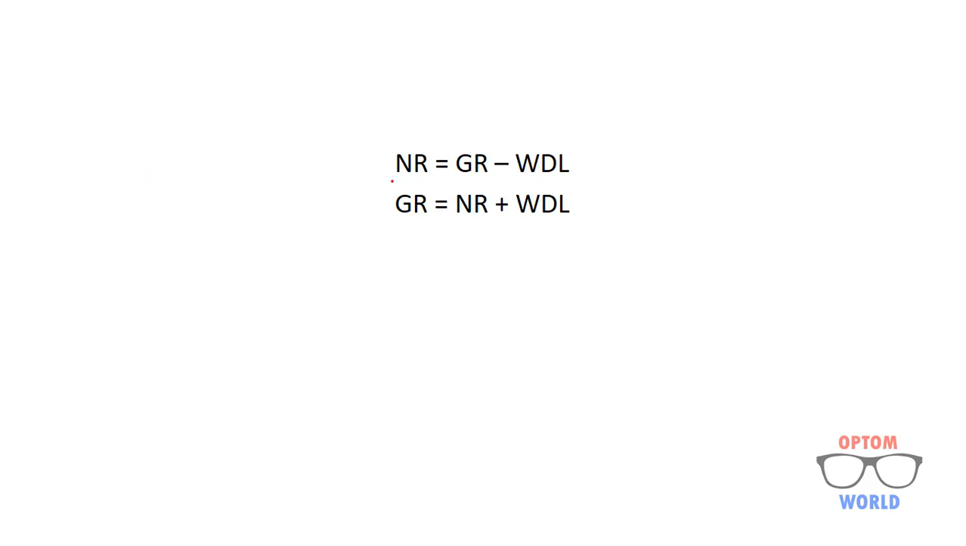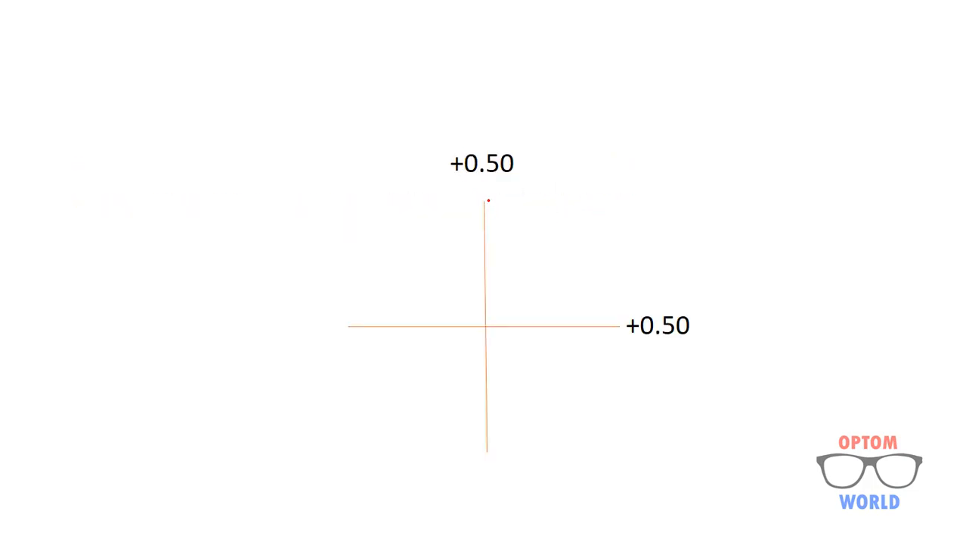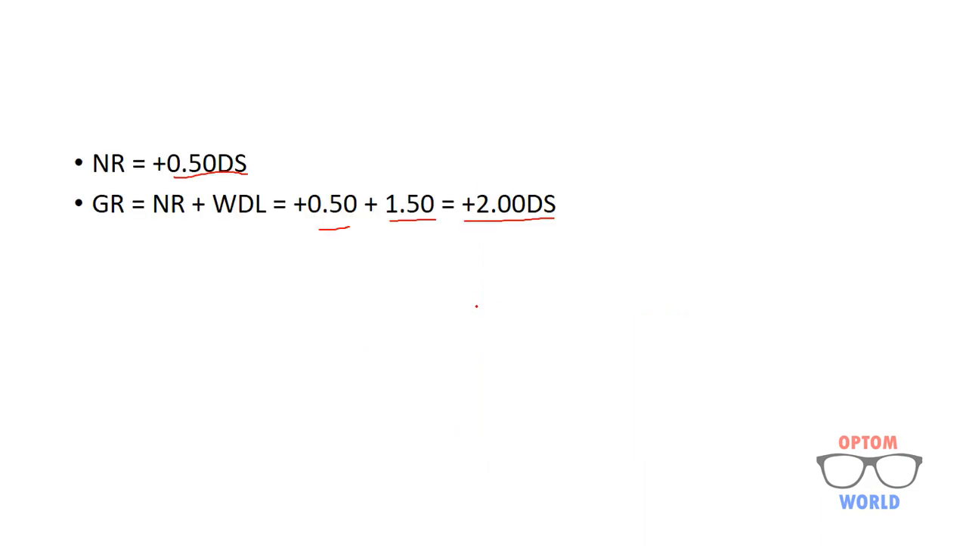So the formula you should remember: net retinoscopic value is equal to gross retinoscopic value minus working distance lens. And to convert net retinoscopic value into gross retinoscopic value, you use the formula gross retinoscopic value is equal to net retinoscopic value plus working distance lens. This was the case of simple spherical, where both meridians are neutralized by the same lens. Now we will discuss a case in which both meridians are neutralized by different power lenses.